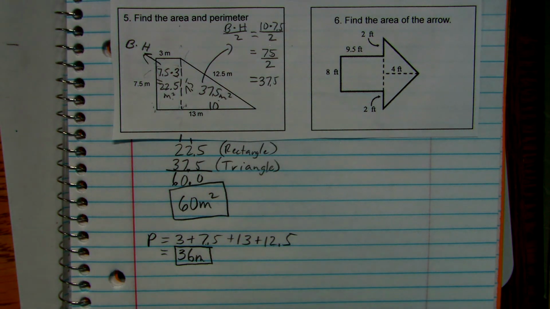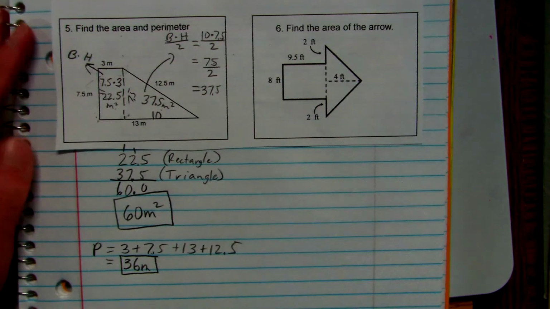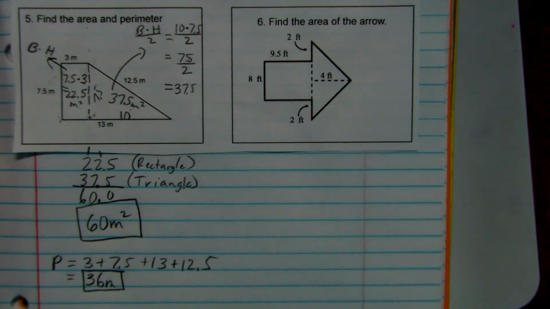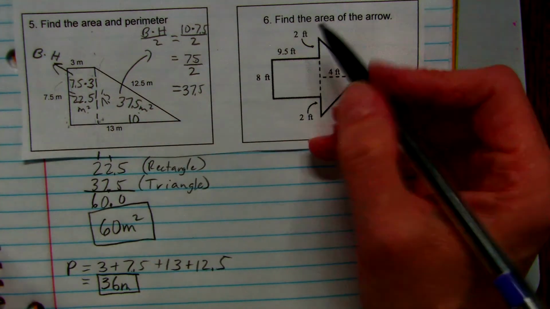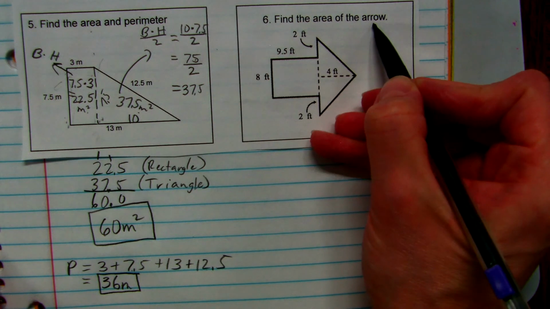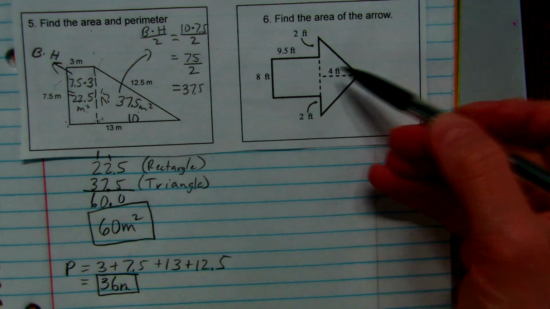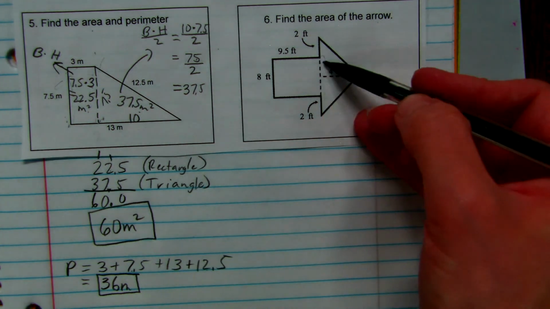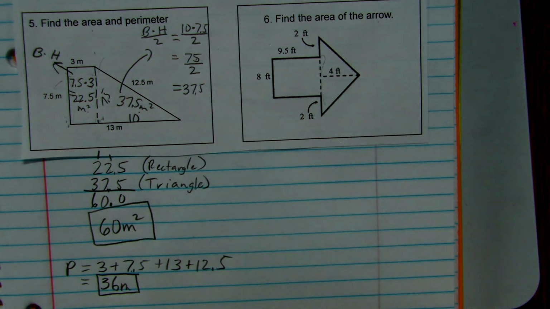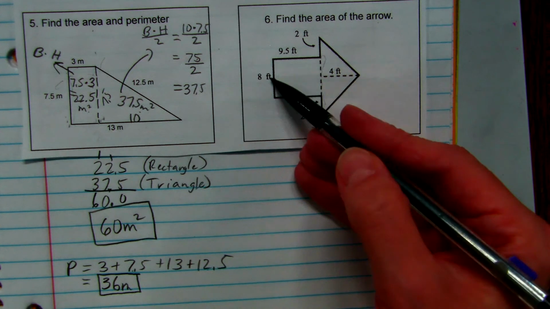Okay, we have one more, and that is this arrow over here. I'll leave this up in case you guys are still writing on the last one. So on this one, it says find the area of the arrow. So they've actually drawn some lines for us, which is kind of cool, because this is going to divide this up into shapes. So let's do the rectangle first.